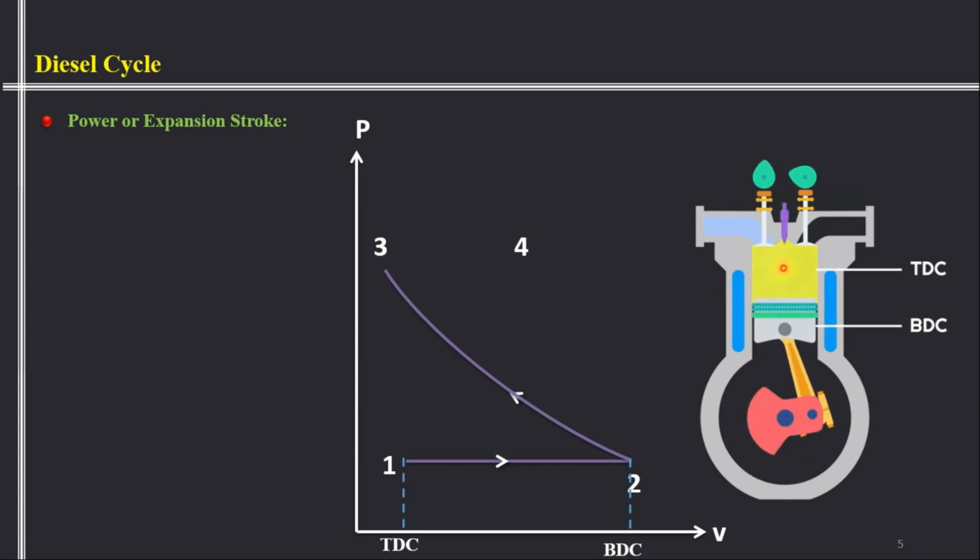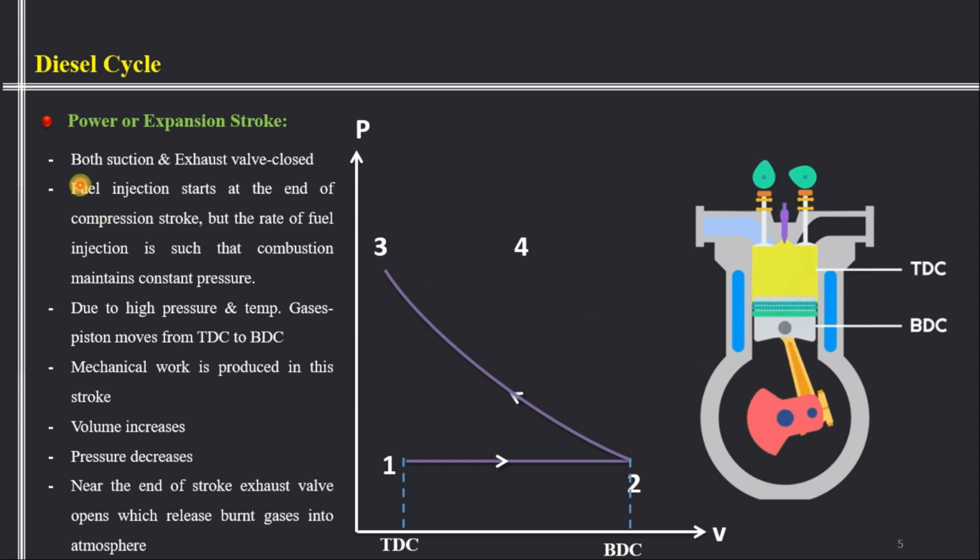So pressure during the movement from TDC to BDC will reduce and volume will increase, and near the end of this stroke, when the piston is about to reach BDC, the exhaust valve will be opened. So suddenly the pressure will drop to atmospheric pressure.